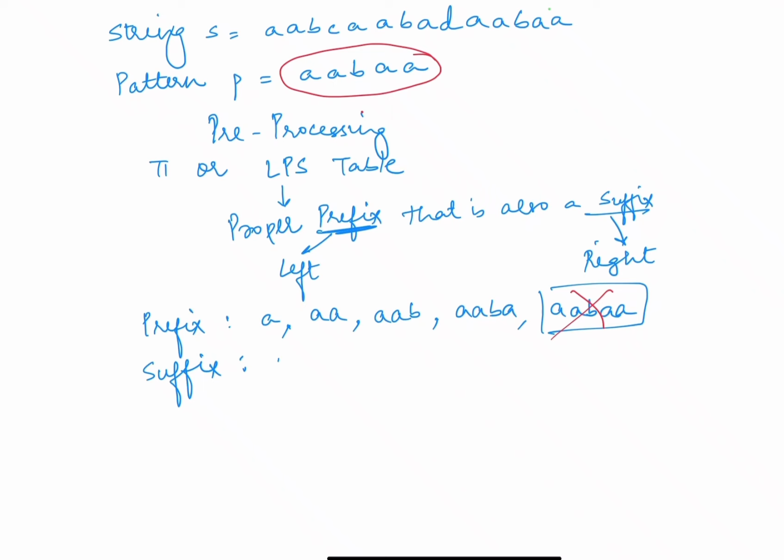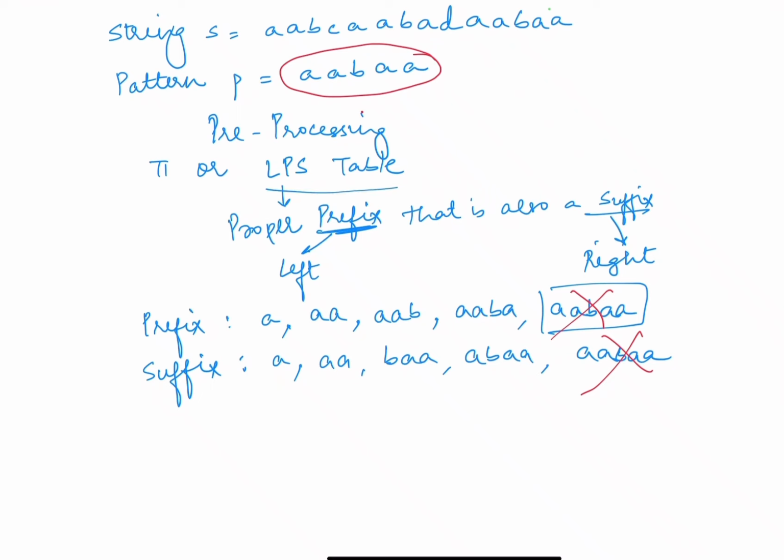Now let's see what the suffixes are here. One is A, AA, BAA, ABAA, and then it is AABAA. But again, as we discussed in the case of prefixes, we are not interested in the suffixes which are the original string. So there are 4 proper prefixes and 4 proper suffixes.